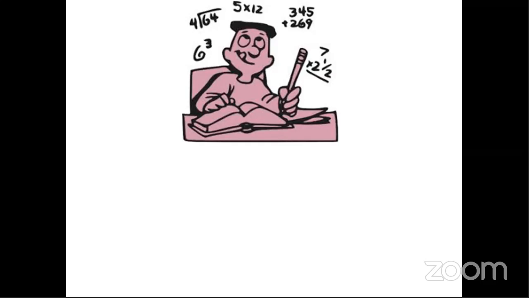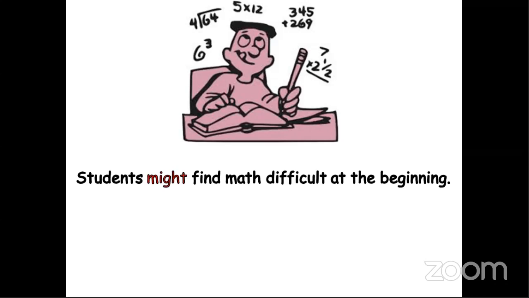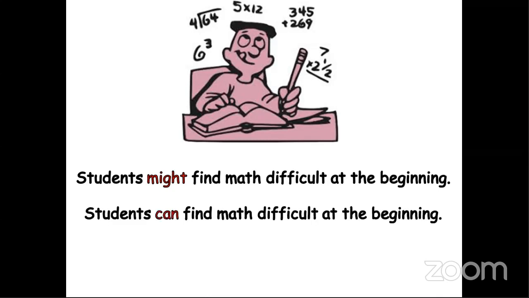Okay, here is a picture. Students might find math difficult at the beginning. Now, which is the modal verb here? Might. Might here is the modal verb which is expressing the fact that there may be a probability or a possibility that the students might find math difficult at the beginning. We can also say students can find math difficult at the beginning. Both might and can express possibility or a probability, is it not?